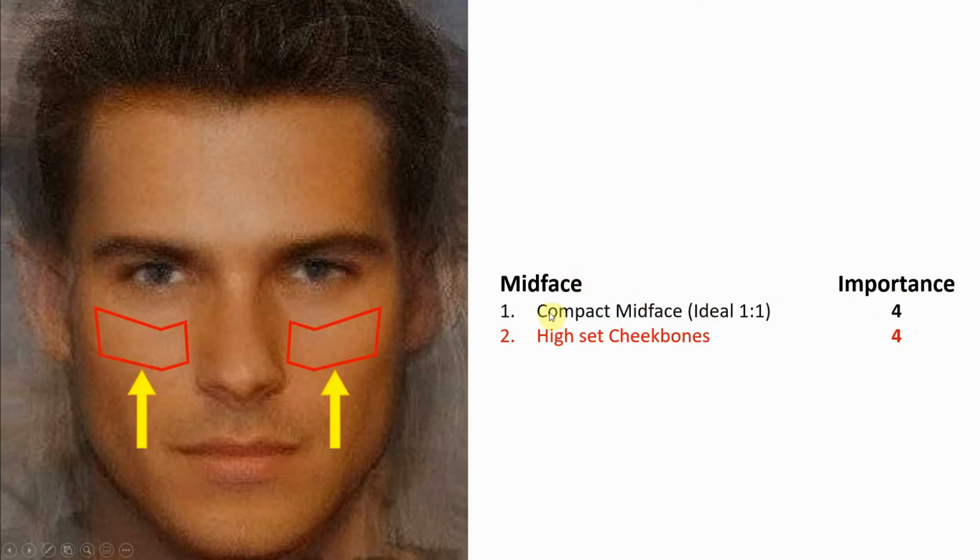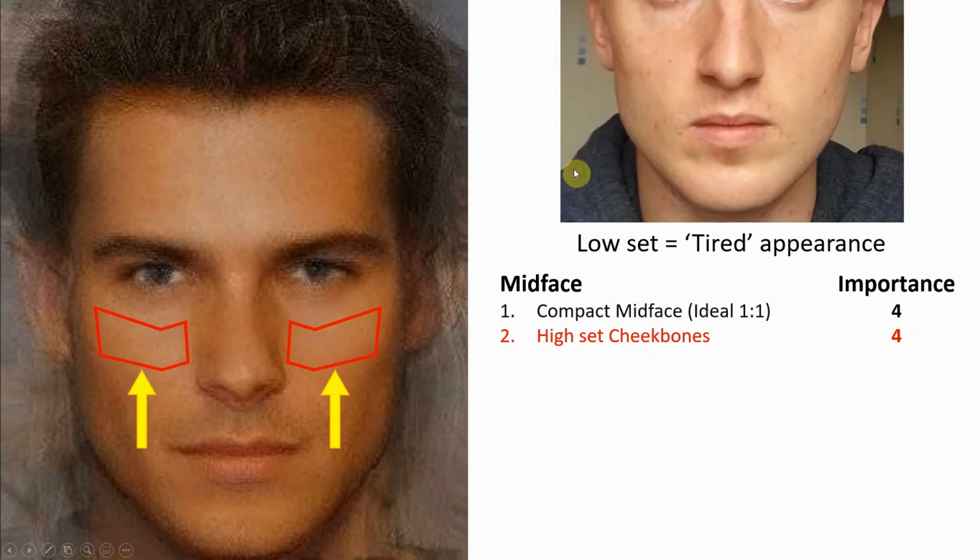Moving on to feature number 2, high set cheekbones. This means that your cheekbones should be closer rather than further away from your eyes. So they should be pushed upwards, providing good support to your eye area. So anything longer than that, so in this case we have a man with very low set cheekbones, so there is a very big gap between his eyes and his cheekbones, then this gives off this tired appearance.